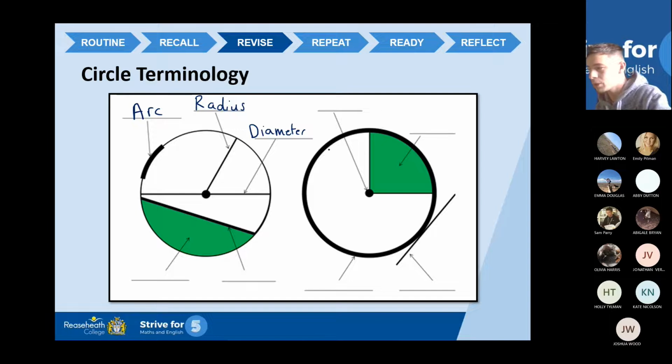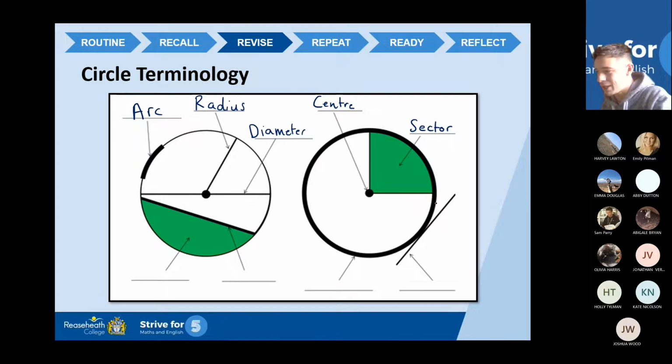Hopefully we're familiar that the center of a circle is bang in the middle. Now this green section here that's been shaded, that is known as a sector. It's like a pizza slice. Now, the reason why I remember it as a sector and not a segment is because a sector has the letter C in it, okay? And the sector always involves the center of the circle, okay? So if it involves the center, it's a sector.